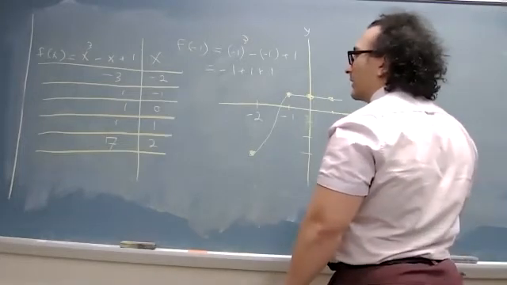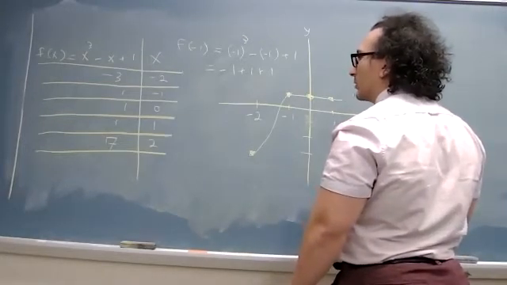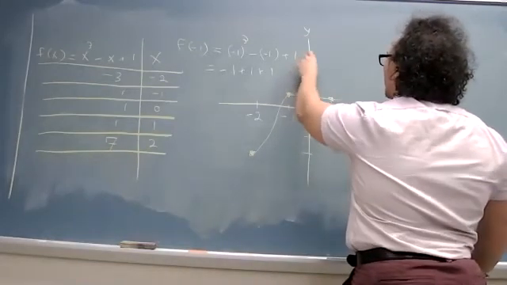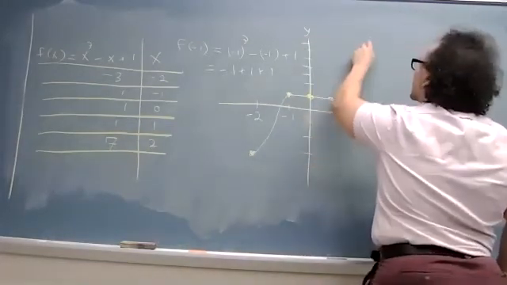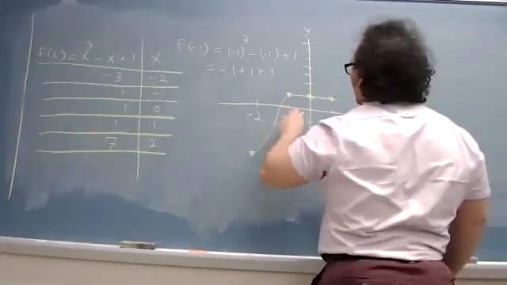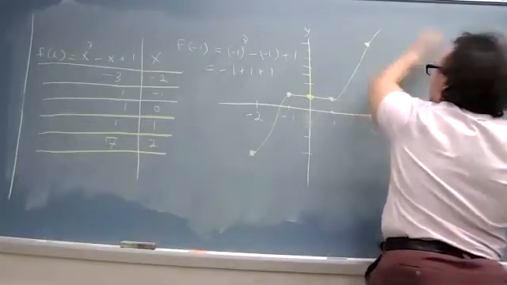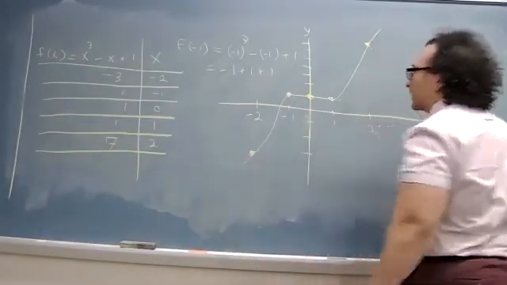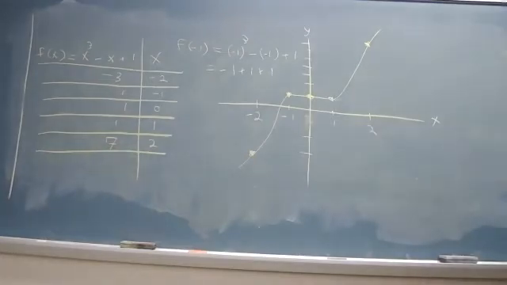All right. Then at 2, we find a 7. 1, 2, 3, 4, 5, 6, 7. I go to 2, go to 7, I put a dot. And then notice that once we connect the dots, we get a cubic graph. So now you know how to graph cubics as well.